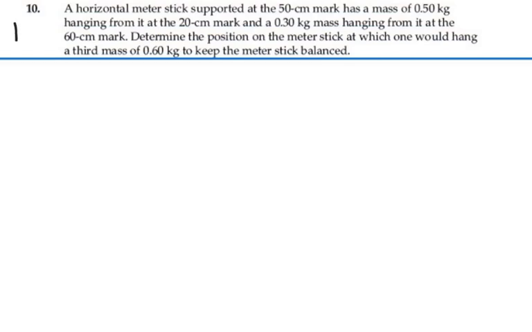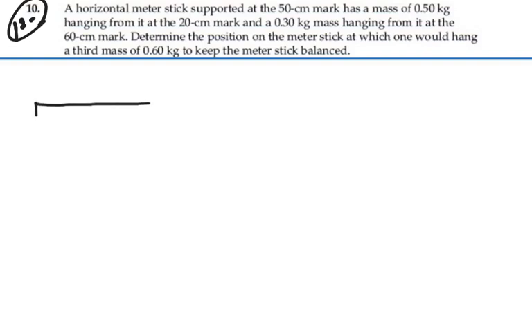Here's problem 1210. A horizontal meter stick supported at the 50 centimeter mark has a mass of 0.5 kilograms hanging from it at the 20 centimeter mark and a 0.3 kilogram mass hanging on it from the 60 centimeter mark. Determine the position on the meter stick at which one would hang a third mass of 0.6 kilograms to keep the meter stick balanced. Let's imagine what's going on here.